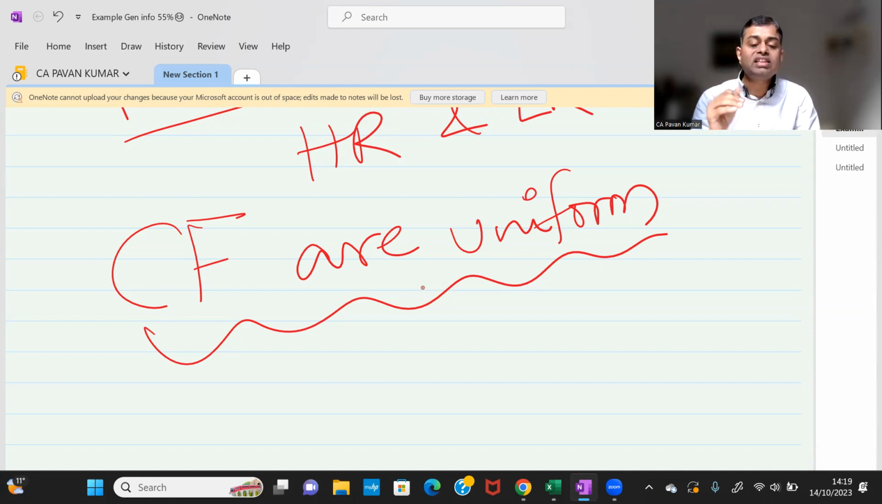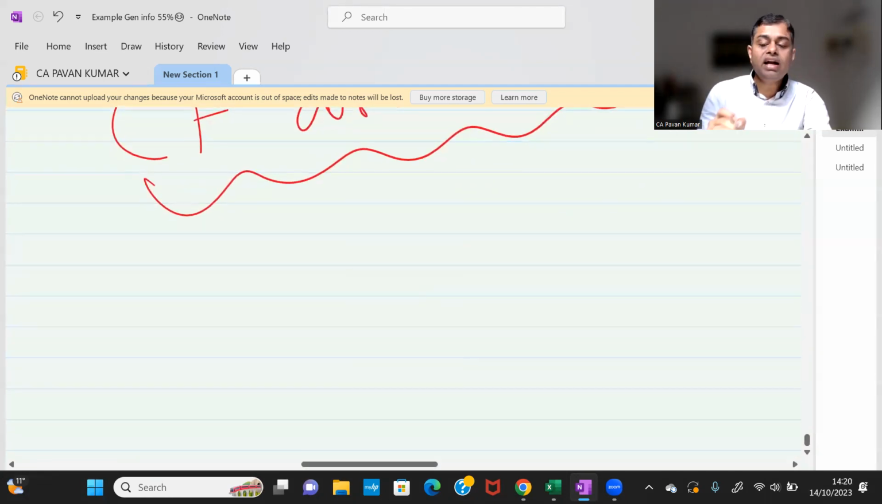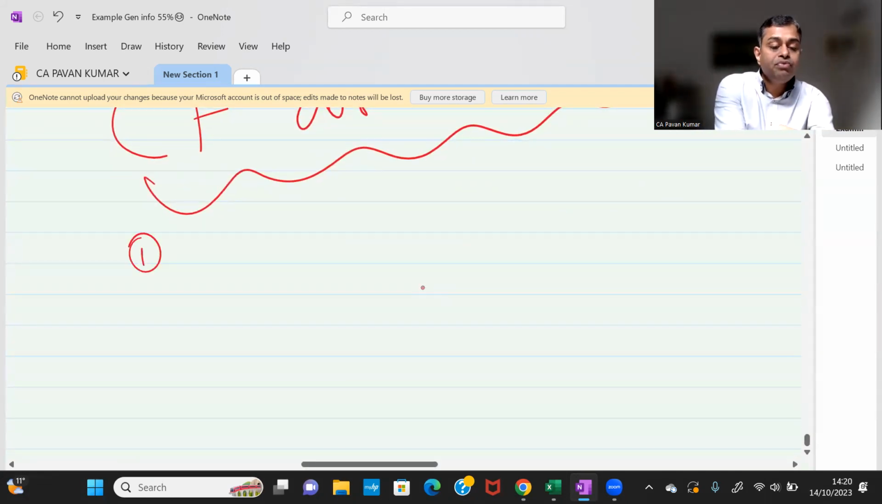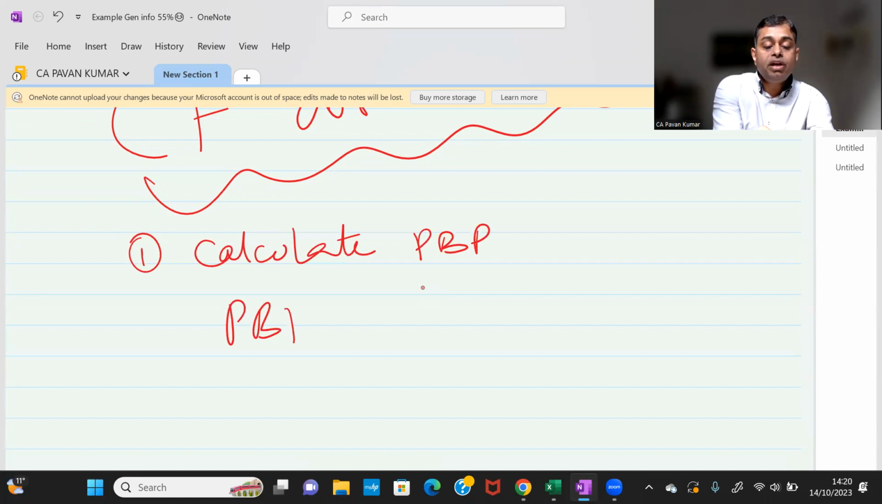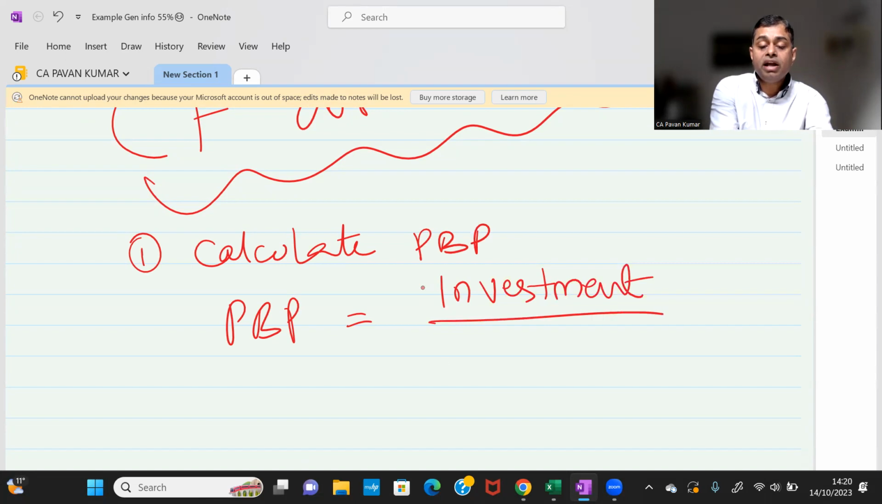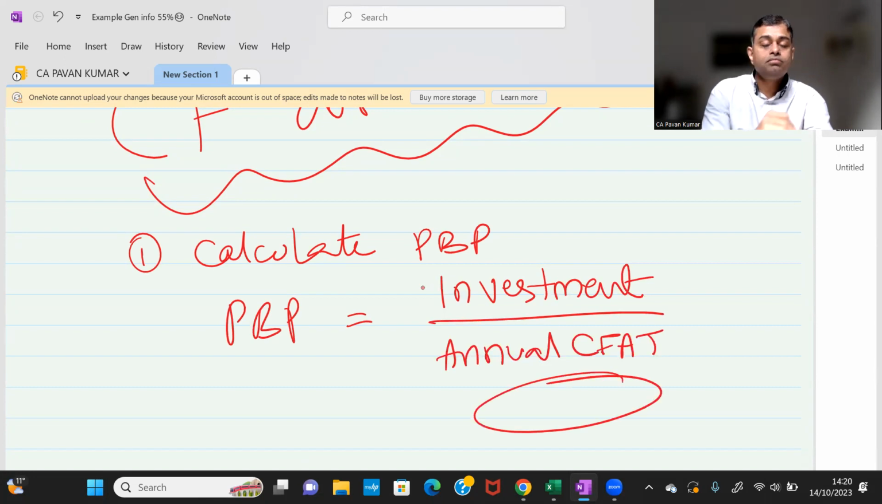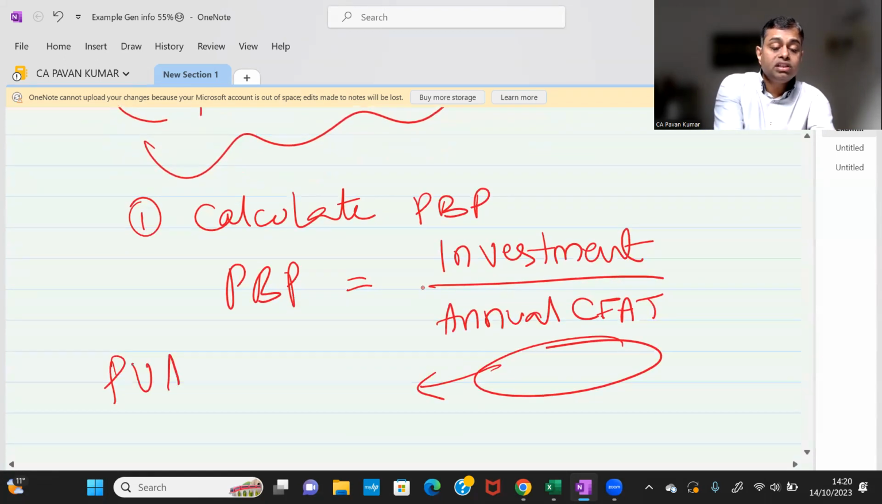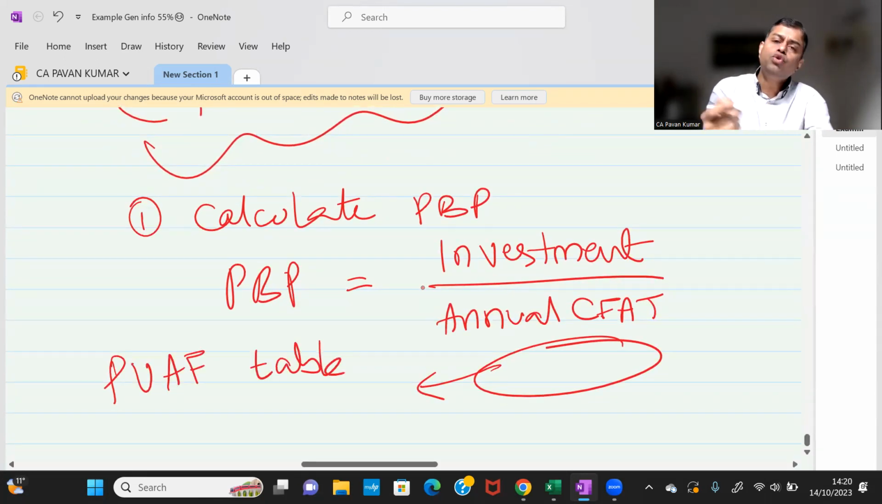For those kinds of projects, calculating IRR is easier because there is a way you can identify high rate and low rate by using payback period. Step 1, calculate payback period. Payback period for these projects is initial investment divided by annual cash flow. Now you'll get one number. Now go to the present value annuity factor table, which will be given to you in the exam. Don't worry about it. Go to the present value annuity factor table and search for this number.